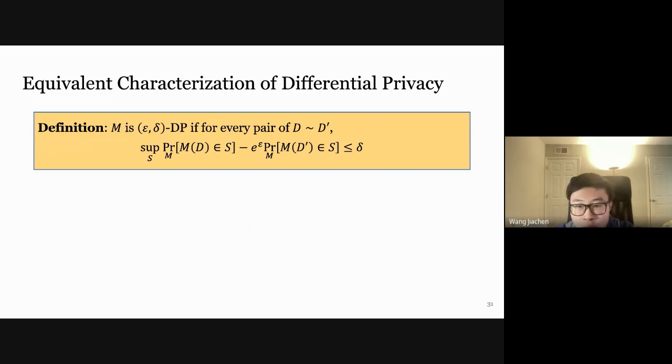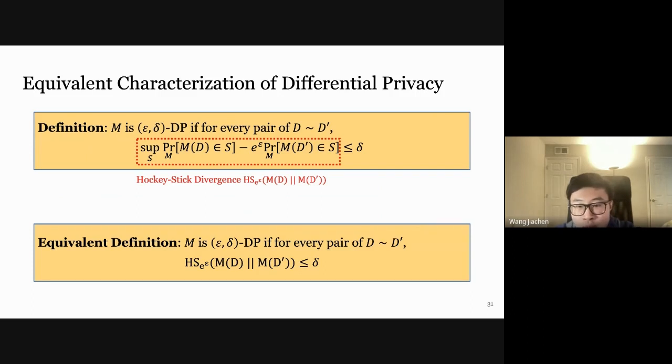Now let's recall the definition of epsilon-delta DP. Here I move the term about M(D') to the left. Now this left-hand side is sometimes called the hockey stick divergence between the distributions of M(D) and M(D'), parameterized by e to the epsilon. More compactly, we can say that the mechanism is epsilon-delta DP if the hockey stick divergence between the distributions M(D) and M(D') is smaller than delta for all D, D'. The reason we introduce this less popular definition of DP is that the hockey stick divergence is known to have a bunch of equivalent expressions, and some of them are very useful for the composition analysis.